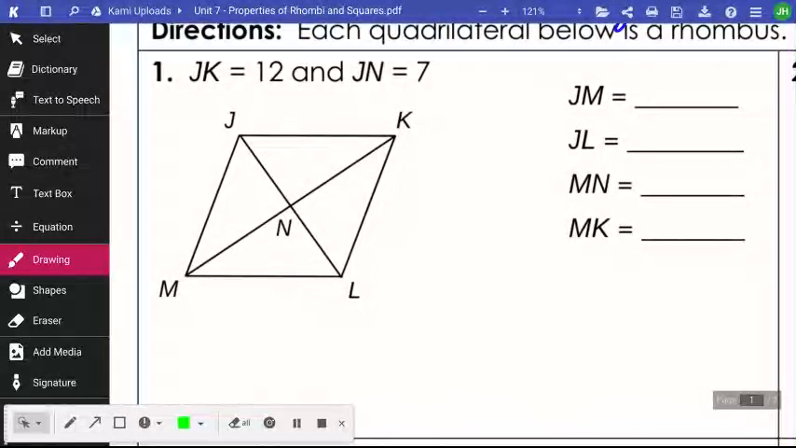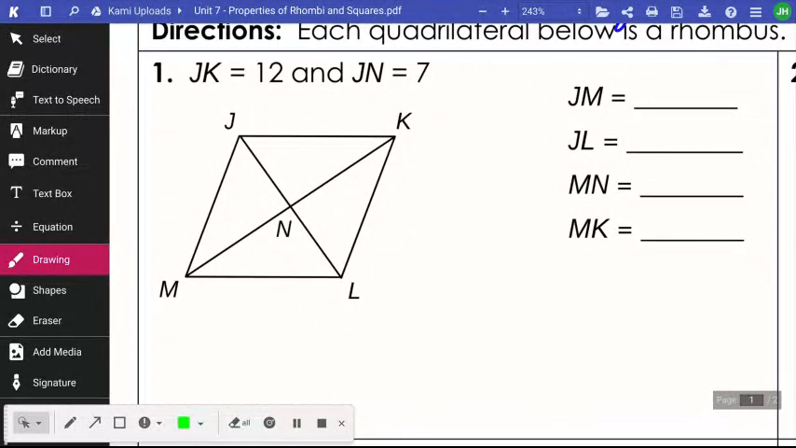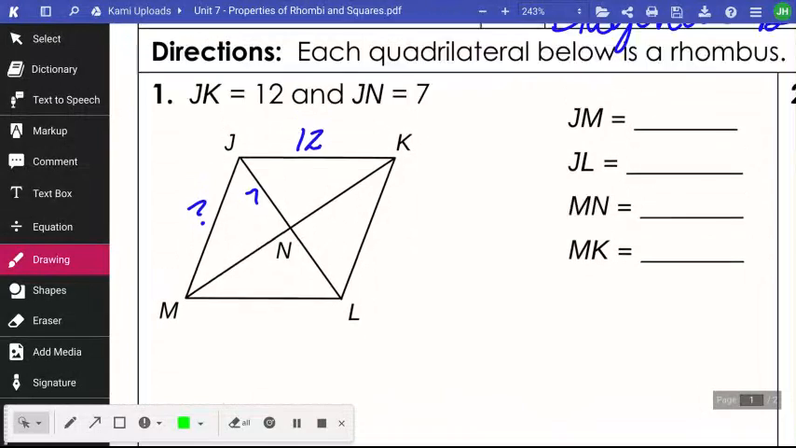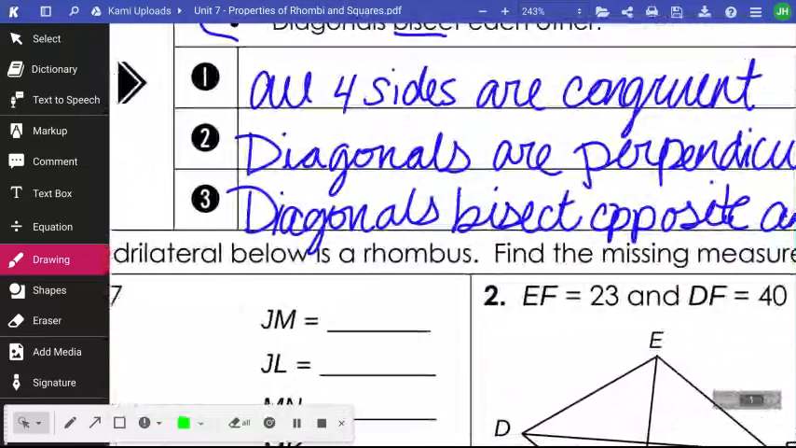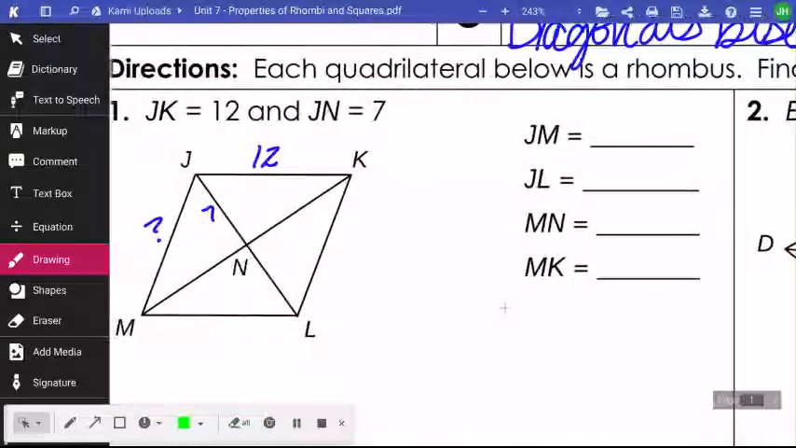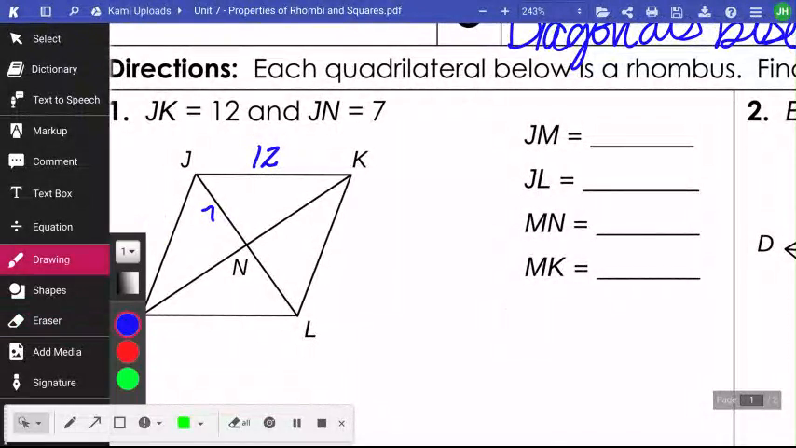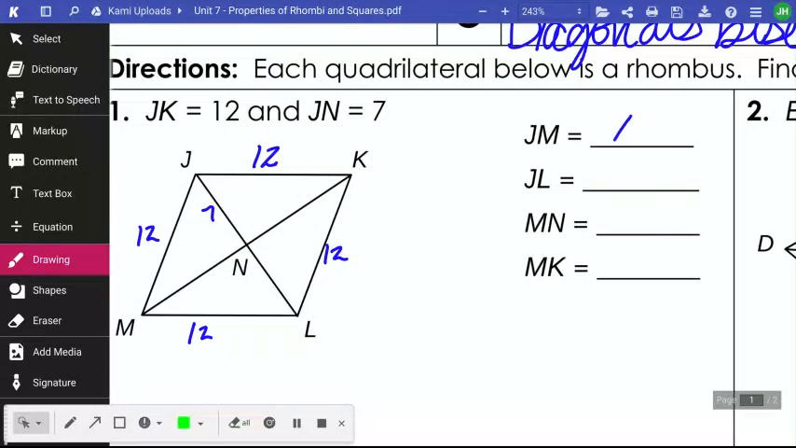So we're going to start with this problem here. We know that JK is 12. And then we know that JN is 7. Okay. And we are asked to first find JM, which is this. All right. Well, since it is a rhombus, if you go up here, it says all 4 sides are congruent. So if I come back down here, I know that actually all of these sides are 12, meaning that JM is 12.